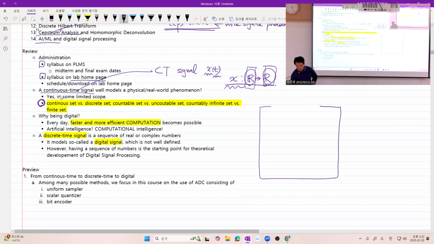So suppose this is a collection of all sets. The set of sets must be carefully defined. And you can divide this collection of sets into two. One is countable, so let me write here, countable sets. So this is the subset of countable sets. And here is the uncountable sets.